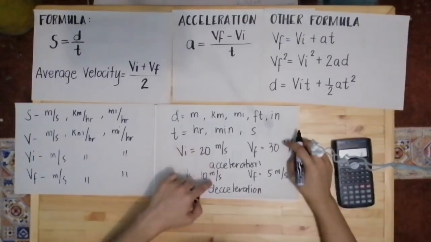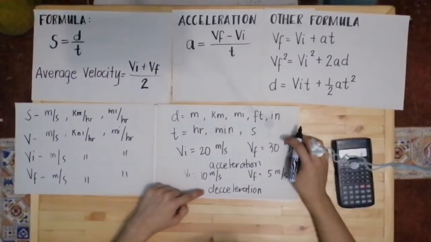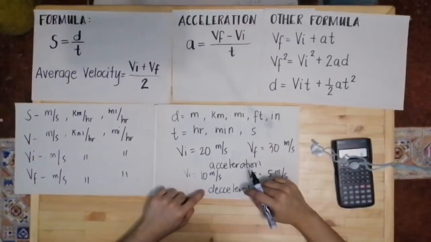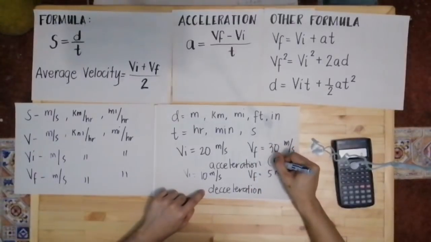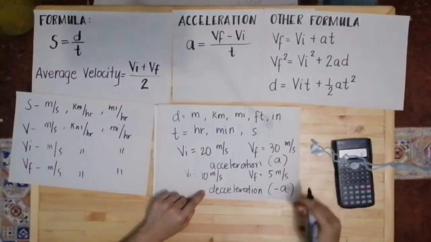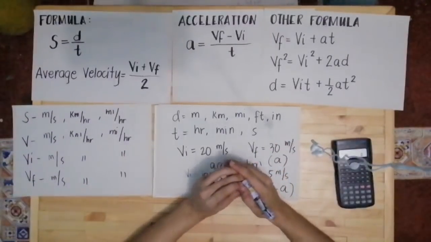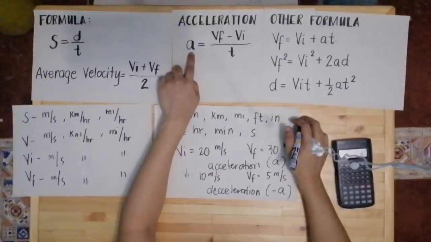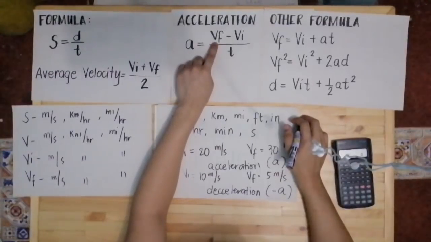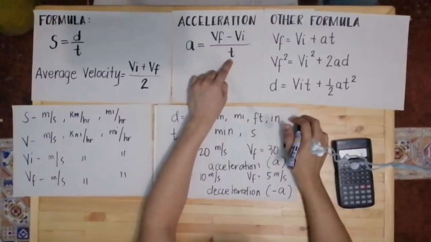What is the difference between the two? Acceleration, bumilis yung speed mo. Deceleration, bumagal naman yung speed mo. This is denoted as letter A. Yung deceleration denoted as negative A. Okay? So now, let's proceed with the formula of acceleration. Small letter A is equal to final velocity minus initial velocity divided by the time.